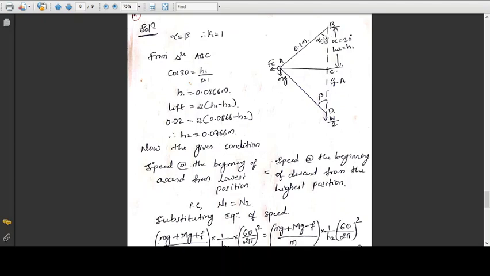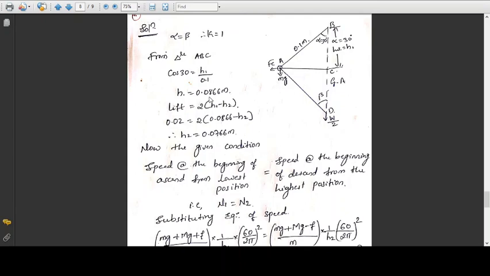The value of BC is unknown here, that is going to be the height h1 when alpha is 30 degree, and you know the value of AB, so adjacent divided by hypotenuse. After substitution, that is cos 30 equal to h1 divided by 0.1. So from this you will get the value of h1 as 0.866 meter, and in the data he has given a lift.